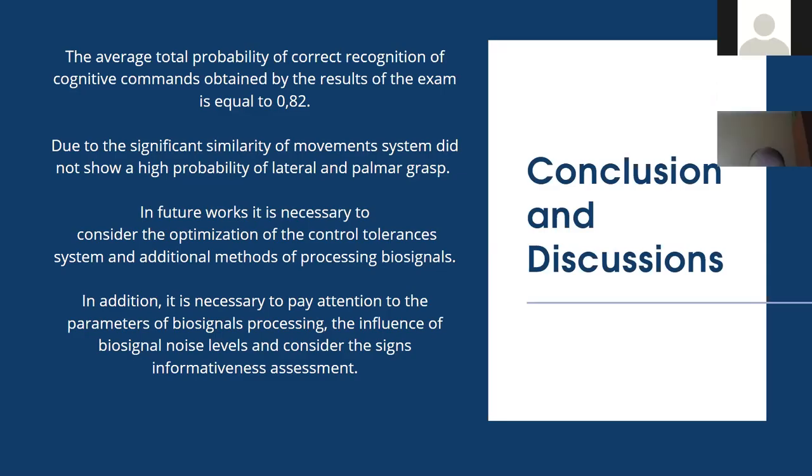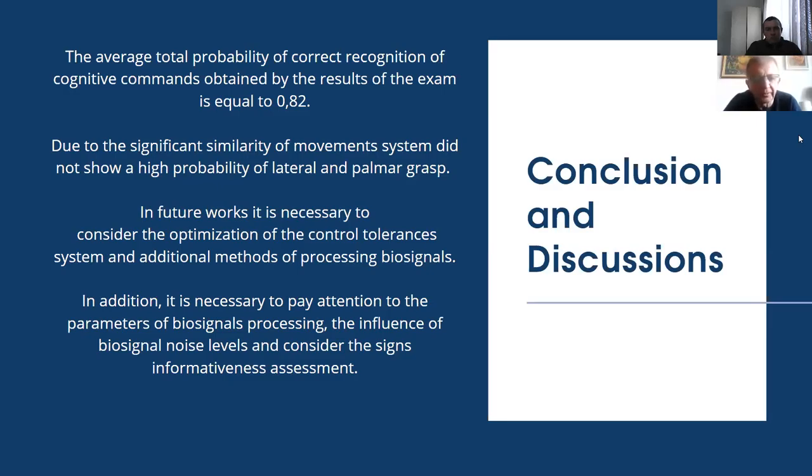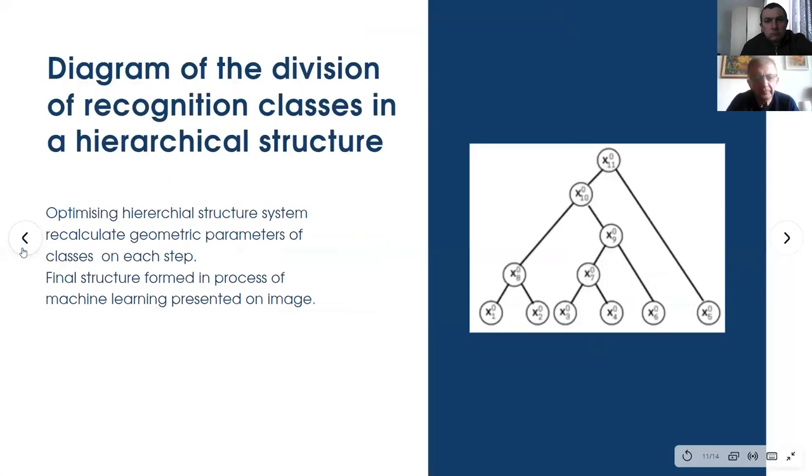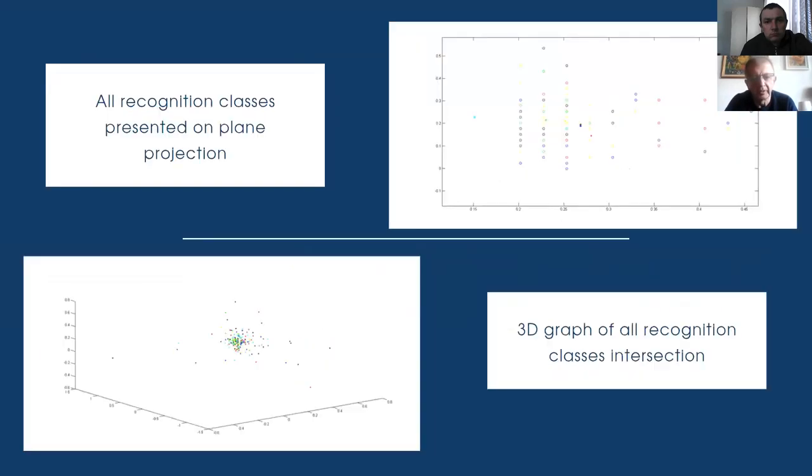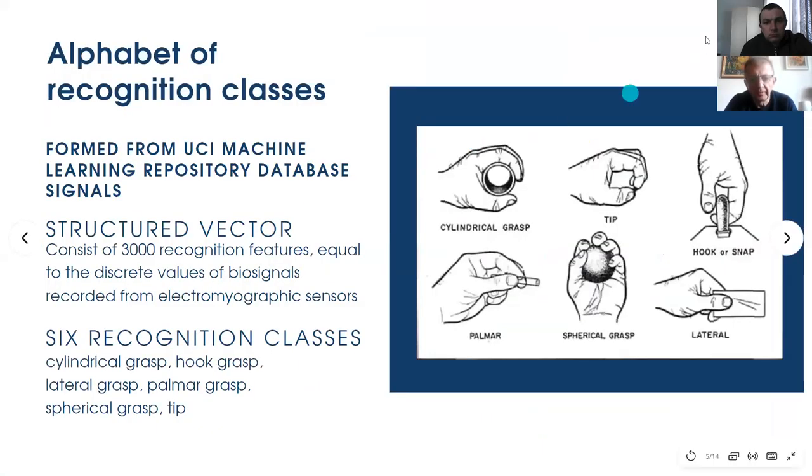One question from me. In your conclusions, you mentioned lateral and palmar grasp. What is the difference, lateral and palmar? Similar, on the scheme, it involves similar gestures and similar fingers. So it differs very little in the electrograms of gestures. On the bottom level, on the scheme.